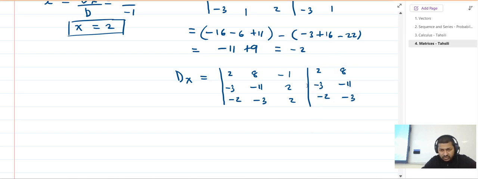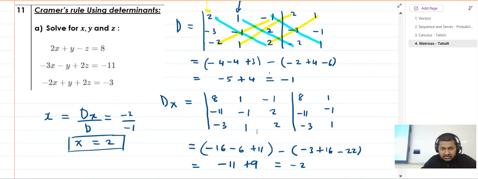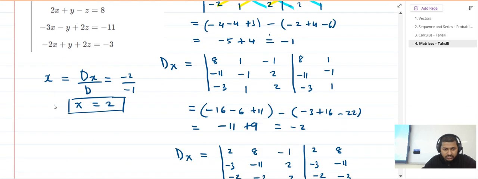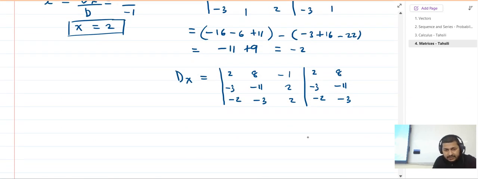Okay, so I hope you understood that. See? The first two columns out. So what's different from this D to the original D? All I've done is I've replaced the Y column with these values. So because I want to solve for Y, it's going to be dy over D. Right? Now it's no more dx, it's dy.